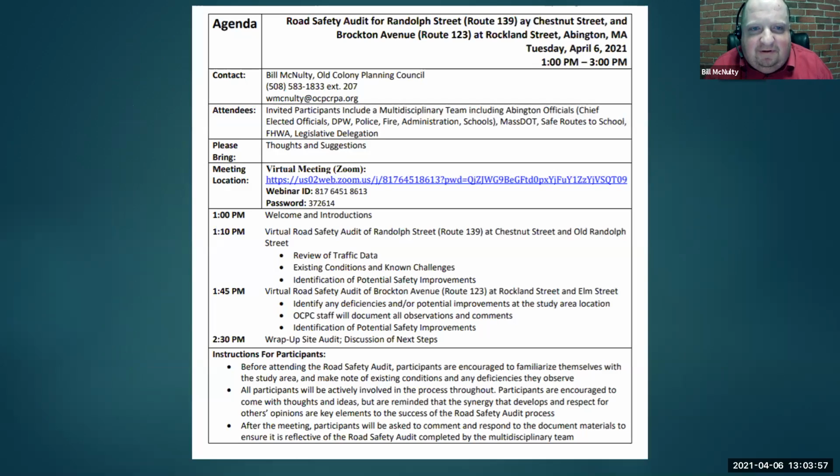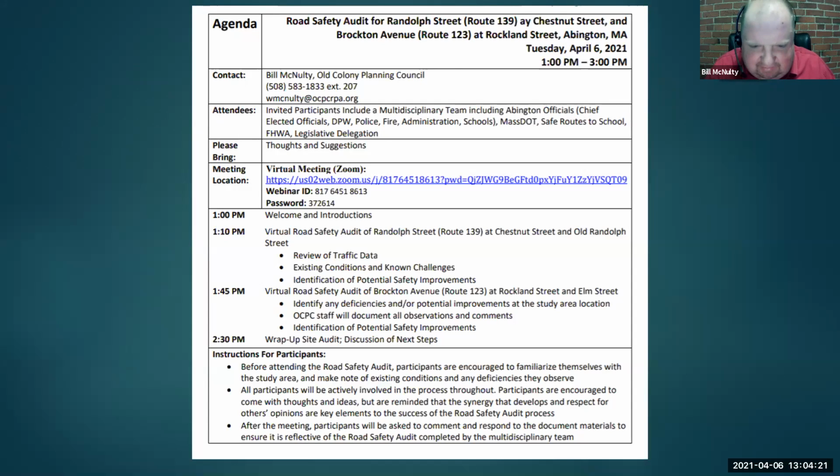I'll start off with some introductions, and you can see how the process is going to work. First, we're going to talk about the Route 139 at Chestnut Street intersection. That'll be first, and then I'll be handing it over to my colleague Ray Garino, and he's going to go through the other intersection.